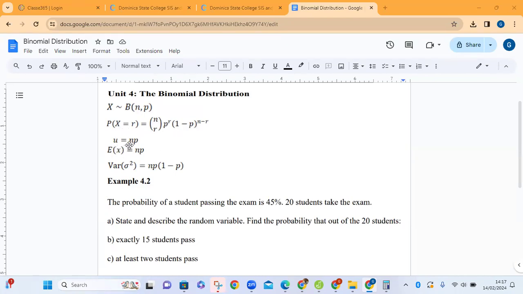The population mean, or the expected value, is calculated by the product of n and p, and the variance is equal to np times 1 minus p. And as we know, the standard deviation is the square root of the variance.